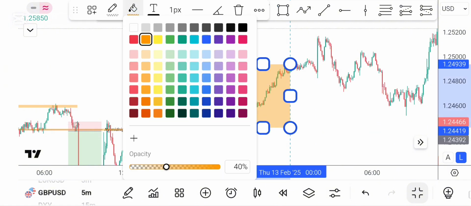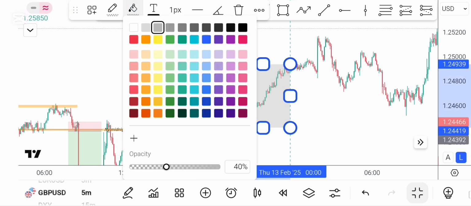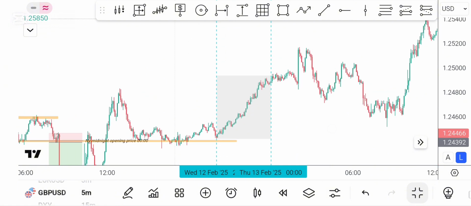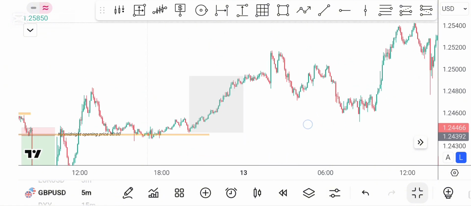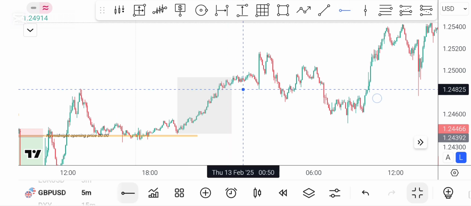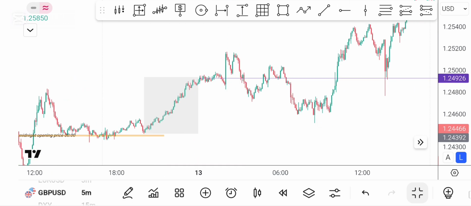Let's change this color since you have been using gray. Let me reduce the opacity, like so. Okay, now the next thing you are going to do is you are going to mark your midnight opening price, which is over here. This is your midnight opening price. Now look at what happens.